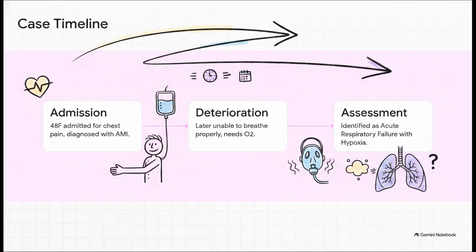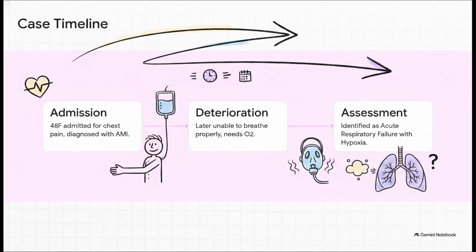Walk through this patient's timeline with me. Picture this. Step 1. We have a 48-year-old female who comes into the ER. She is admitted specifically for chest pain, diagnosed with an acute myocardial infarction, or AMI, and she's started on IV fluids. Okay, Step 2. Later on during her stay, her condition deteriorates. She suddenly can't breathe properly and needs supplemental oxygen. Step 3. The physician's final assessment identifies this brand new breathing issue as acute respiratory failure with hypoxia.